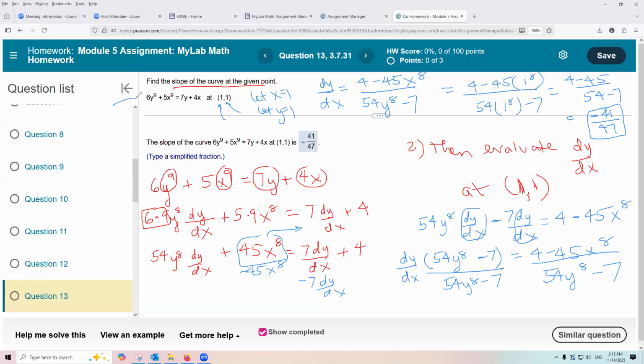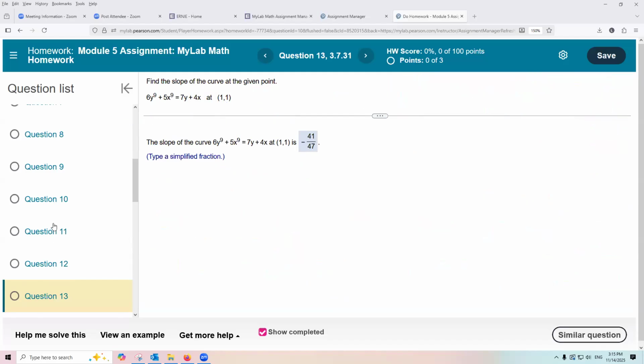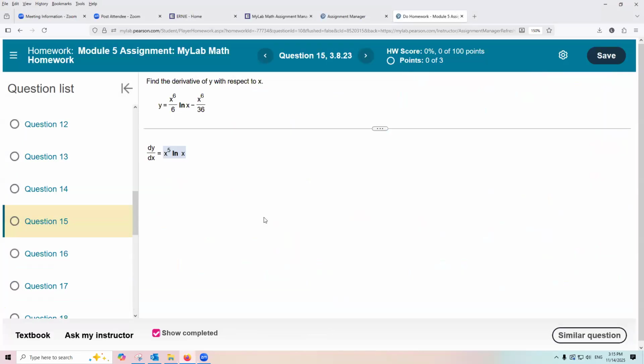All right, so there were 2 steps here. Step 1 was find dy dx. And then step 2 was plug in the x, y value that they gave us, which in this example was 1, 1.